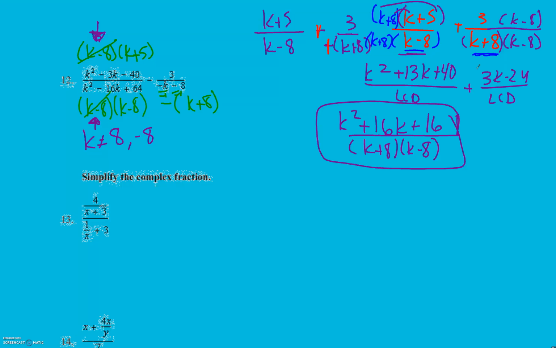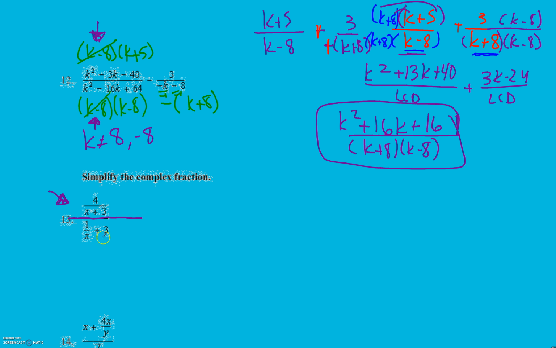Simplifying complex fractions here, we have fractions inside of fractions. So we're going to treat them like two different problems to start with and then combine them. So check our numerator. I cannot simplify that any further. Okay, my denominator though, I can. Right now I have two different things added together. I only want one. Like I have 4 over x plus 3 is one thing. And my denominator, I want one expression as well.